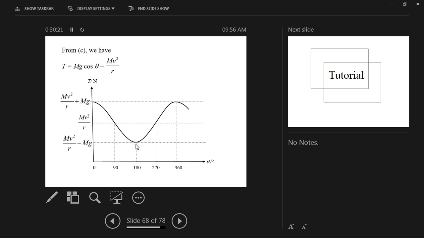Okay, just now we mentioned when the bucket is upside down, that is angle is 180 degrees, the tension is the lowest. Okay, when cosine theta goes to 1, that is when theta is 0 or 360, that will be when tension is the maximum. So the shape of the graph here should be a cosine graph.